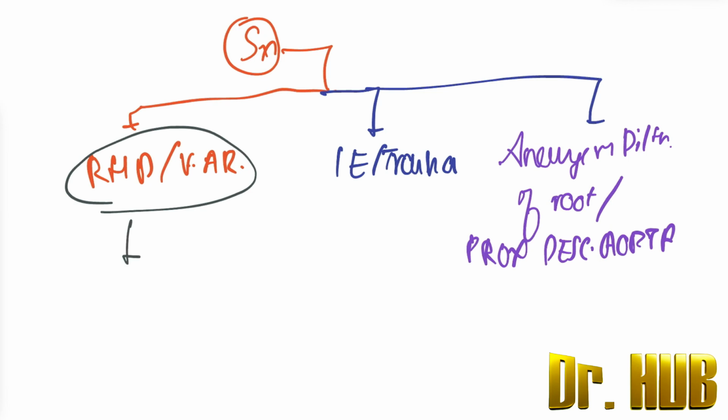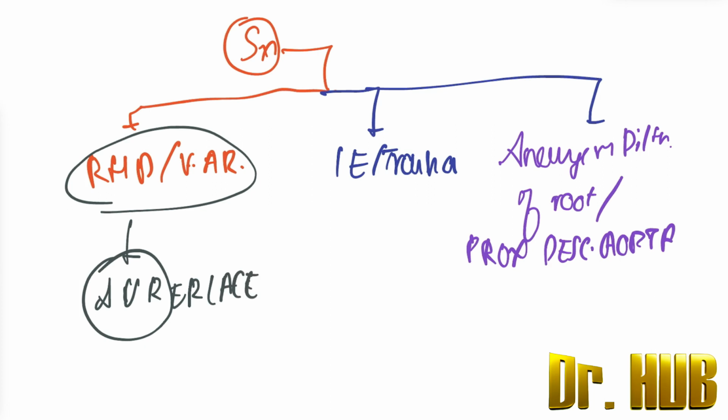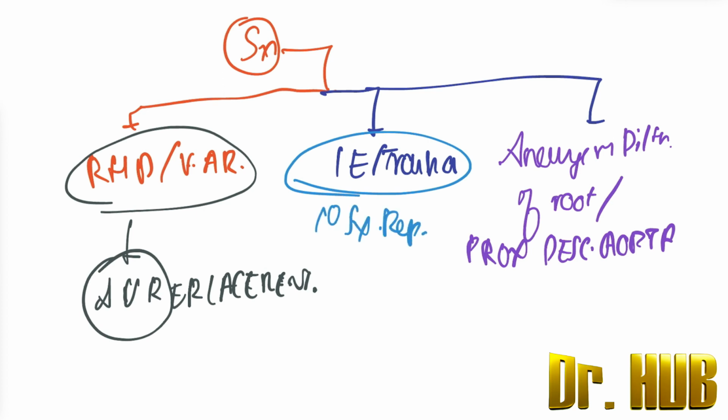Here, under rheumatic or valvular AR, there is aortic valve replacement, AVR, where R stands for replacement. Next is IE or trauma, which needs primary surgical repair. Now there is the last variety: aneurysmal dilation of the root and the proximal descending aorta. Under this there is narrowing of the annulus.